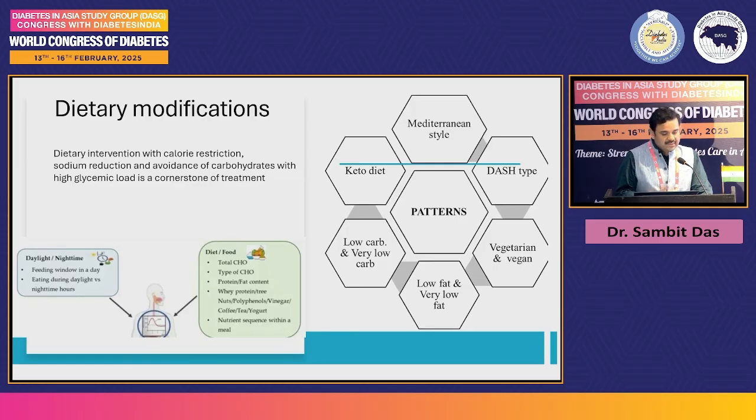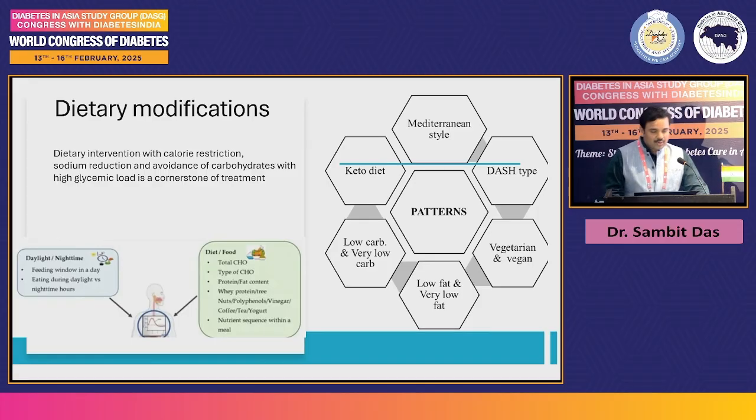There are many concepts like chronotherapy or feeding window in a day, eating during daylight or nighttime. So there are concepts which are evolving: total carbohydrate, types of carbohydrate, the sequential use of the nutrients. All these things are important as dietary modification. Then there are many dietary patterns which have also evolved, for example, the Mediterranean diet, the DASH diet, the veg diet, the low fat, very low fat diet, low carb, very low carb diet, and the keto diet.